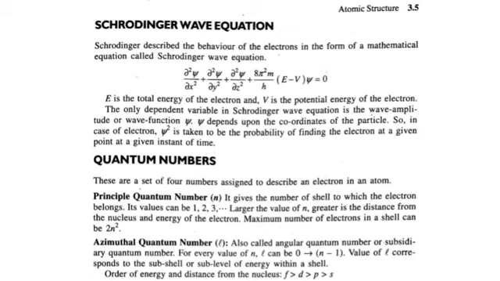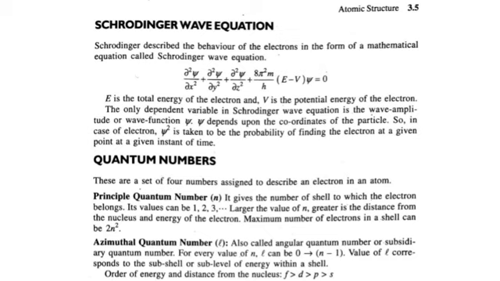The only dependent variable in the Schrödinger wave equation is the wave amplitude or wave function, that is psi. Psi depends on the coordinates of the particle. So in the case of an electron, psi square is taken to be the probability of finding the electron at a given point at a given instant of time. So that was the Schrödinger wave equation.